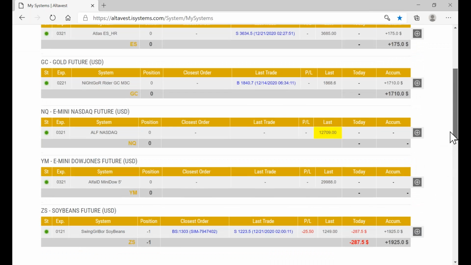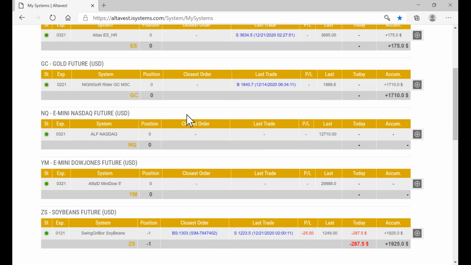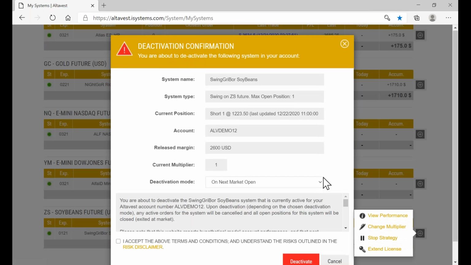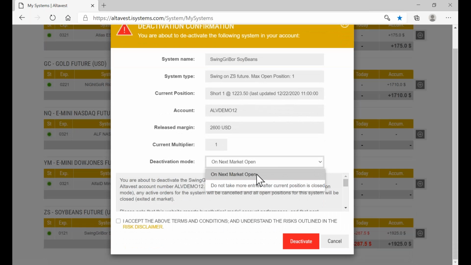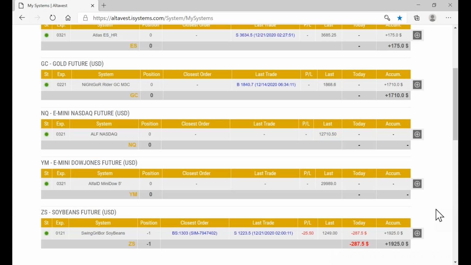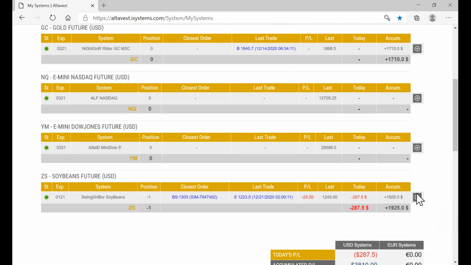So that's what it would look like if you went to monitor all of your systems. Now, the next question is, if it's now active, how do you turn it off? Simple. You would just go to Stop Strategy, and it can instruct you if you want to get out on the market or just not take the next entry. And then you would click Accept the disclaimer and then deactivate. So that's it. Basically, you just activate it, walk away, and if you want to change your mind, change the system, for whatever reason, you deactivate it just by clicking there and stopping the strategy.